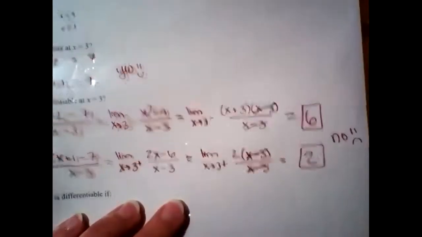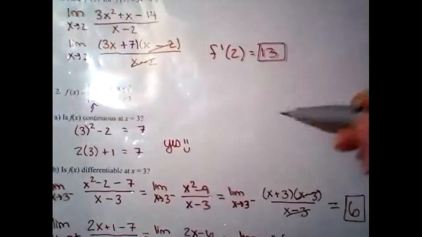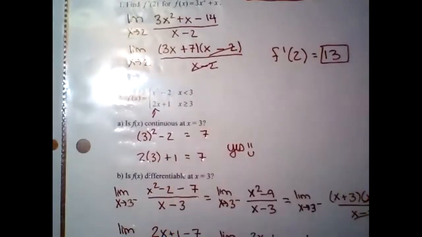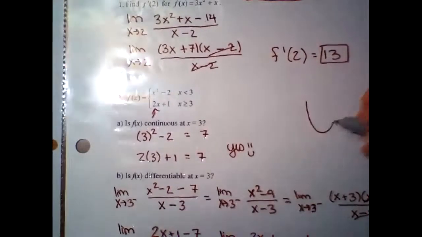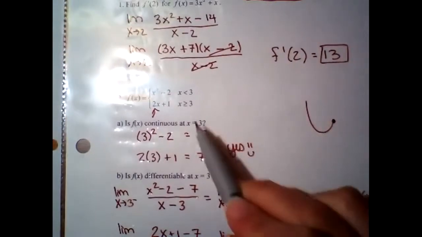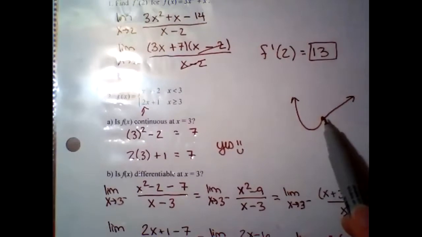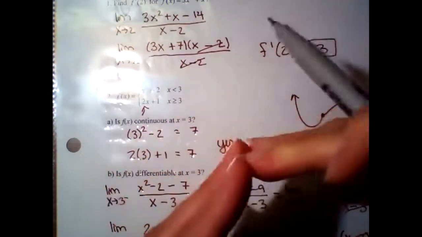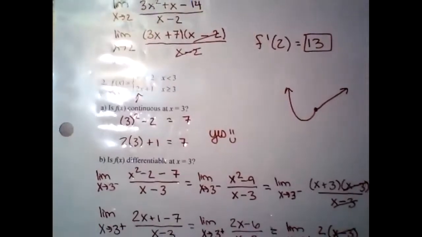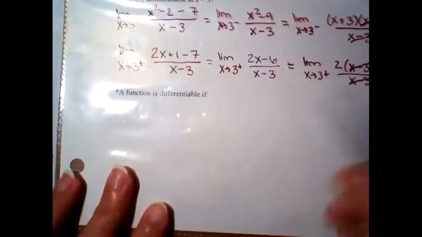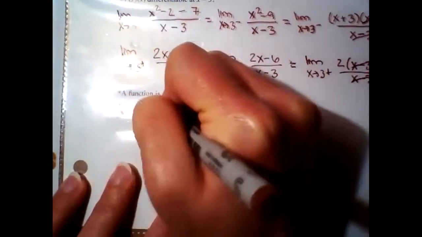And this is just, if you're a visual learner, this is what it would look like. I always need a picture. The first piece of this function was a parabola, x squared minus 2. So it was doing something like this. And then where they met up, it turned linear and it did something like that. So that's just a brief visual of what that would look like. And so you end up with that sharp edge there. The two slopes were not equal to each other. So one of them was 6 and one of them was 2. So not differentiable.